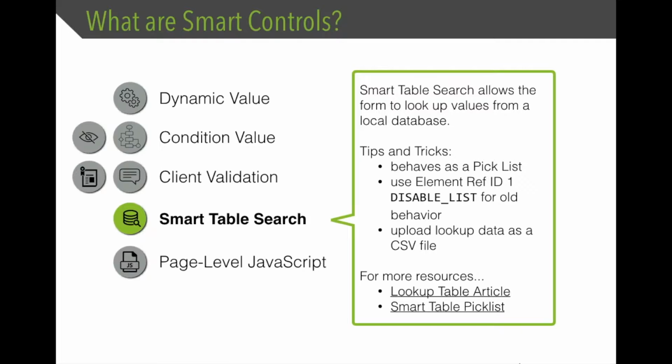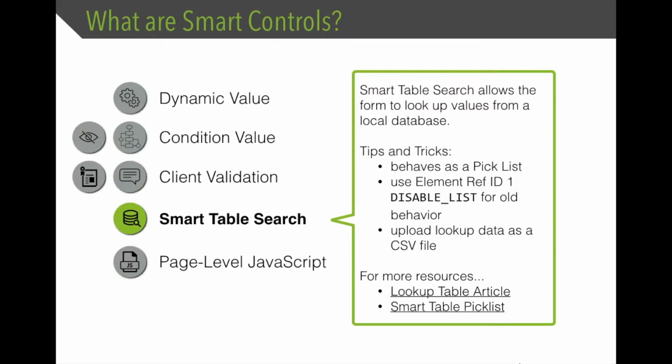So when you connect your smart table to your form, the possible values for that record to look them up are going to show up as a pick list, and then you can select the one from this. This is different than the behavior before, where it used to show up as a text field and you would have to type in the exact match. Now, if you prefer the previous behavior, you can still use it by typing in the key value disable_list inside the element reference ID 1 for that field.